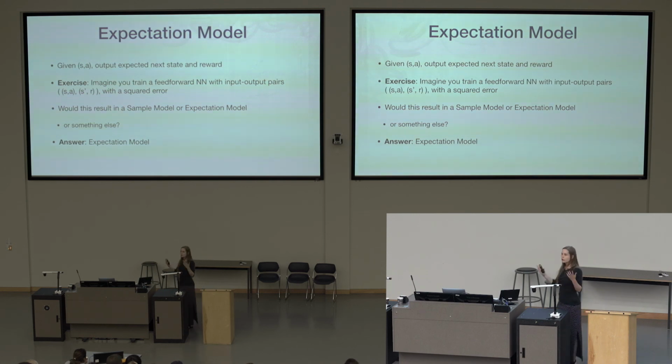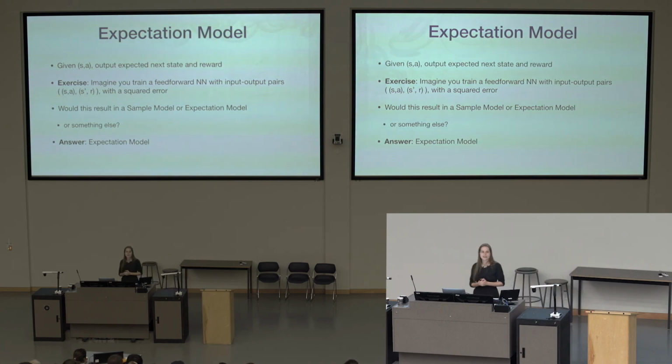If you go back to the things that you learned about in your deep learning session, whenever we have these pairs and we're using a squared error, or whenever you're doing any kind of regression problem this way, what you're really trying to do is say, for my given input state and action, I of course can't predict the specific next states and rewards that I saw.